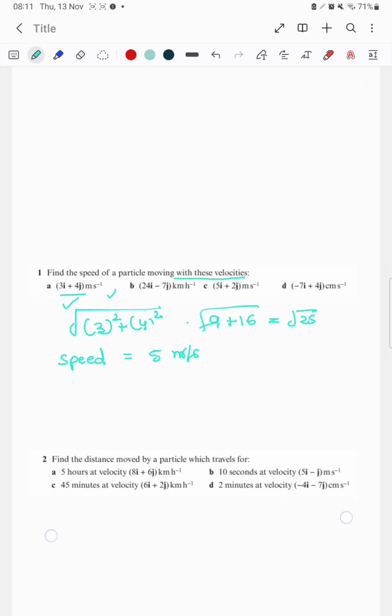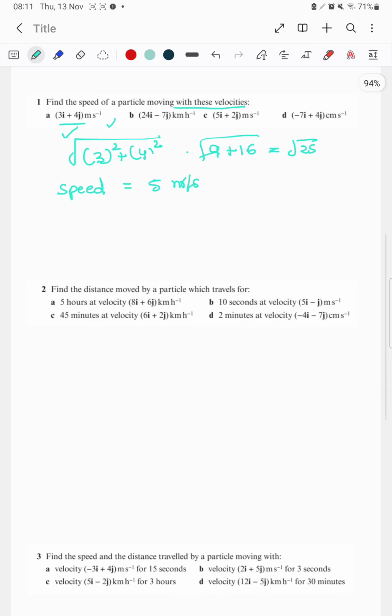Next question is find the distance moved by the particle which travels for 5 hours at a velocity of this many kilometers per hour. There are two ways to do this question. We know that distance is equal to speed multiplied by the time. And we know how to find out the speed. To find the speed, we need to find the magnitude of this velocity vector.